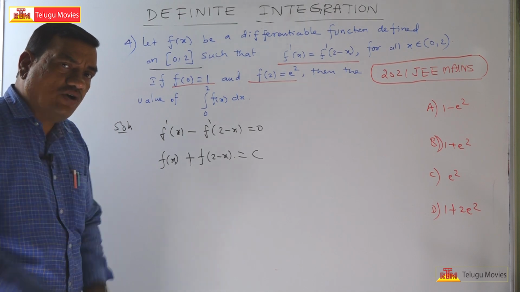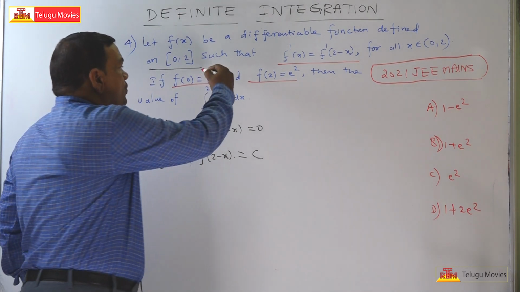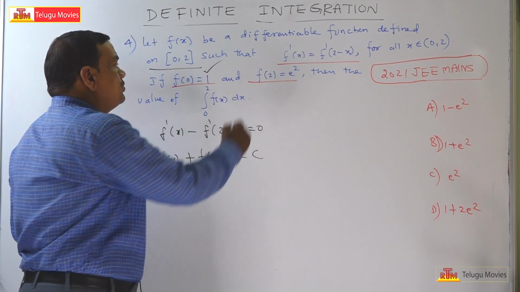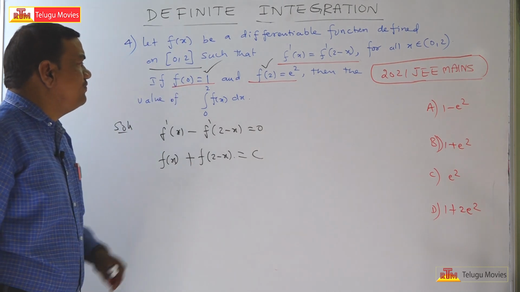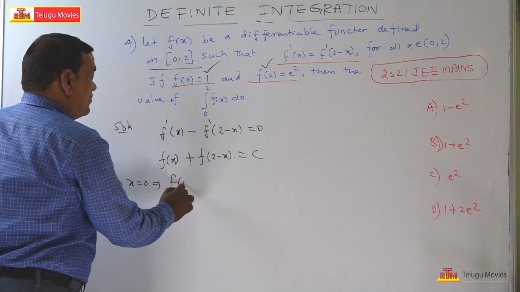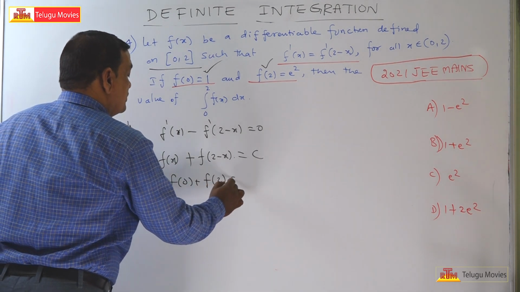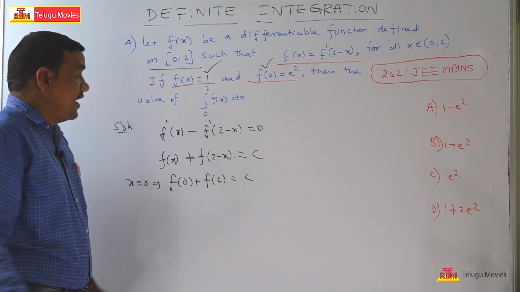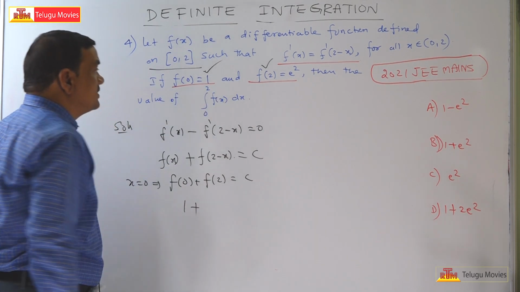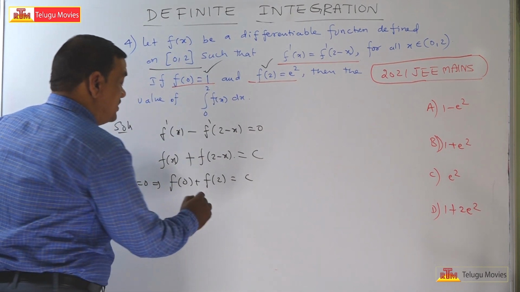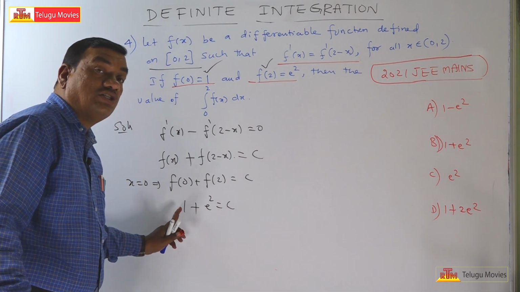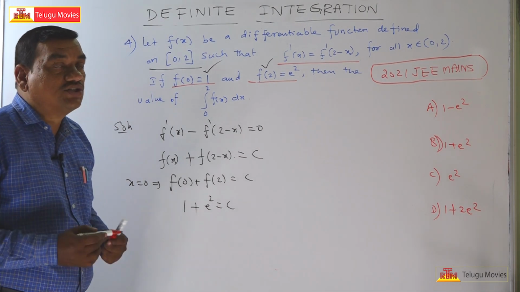So, to find out the constant of integration, up to this part is over. Next, let us use f of 0 is equal to 1. So, put x is equal to 0, what happens? f of 0 plus f of 2 is equal to c. See here what happens? f of 0 value is how much? 1. Plus f of 2 value is how much? e square. It is equal to c. Understand? So, what is our constant of integration? 1 plus e square we got.